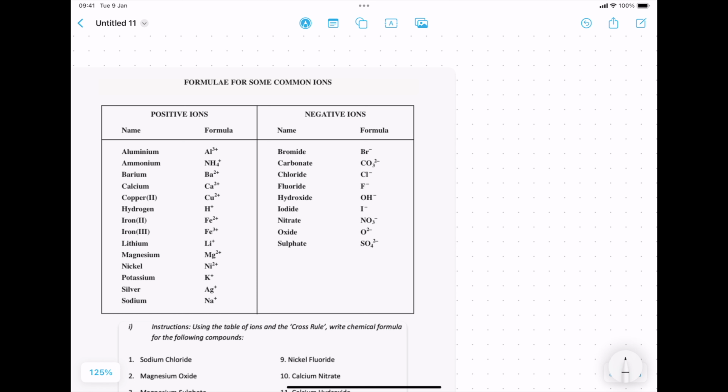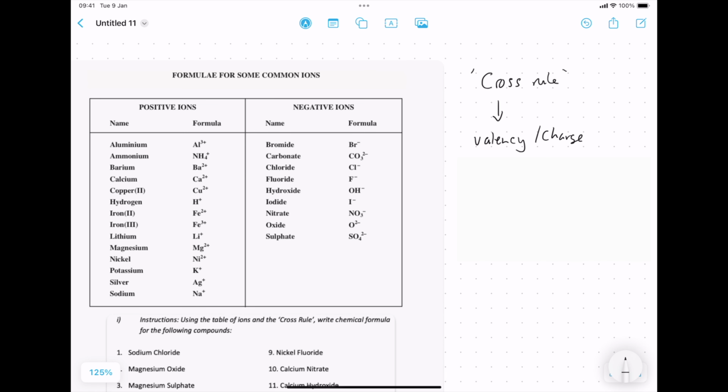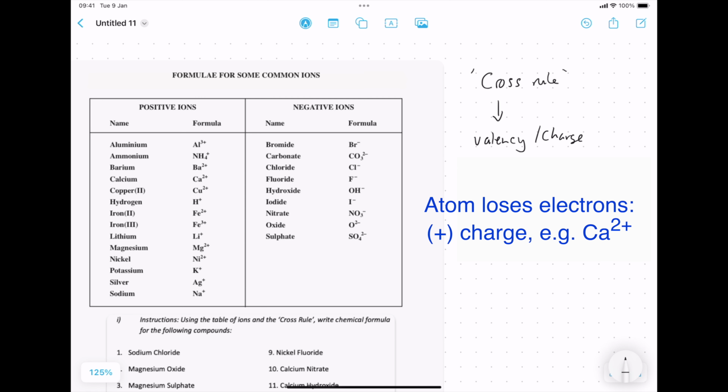I'm going to go through how to write chemical formulae using something called the cross rule, which uses the principle of valency. So valency is also known as the charge. For example, everything in group 1 has a valency of +1. And the reason why that is because they all need to lose one electron to complete the outer shell. So when an atom loses electrons, it gains a positive charge. And when an atom gains electrons, it acquires a negative charge.